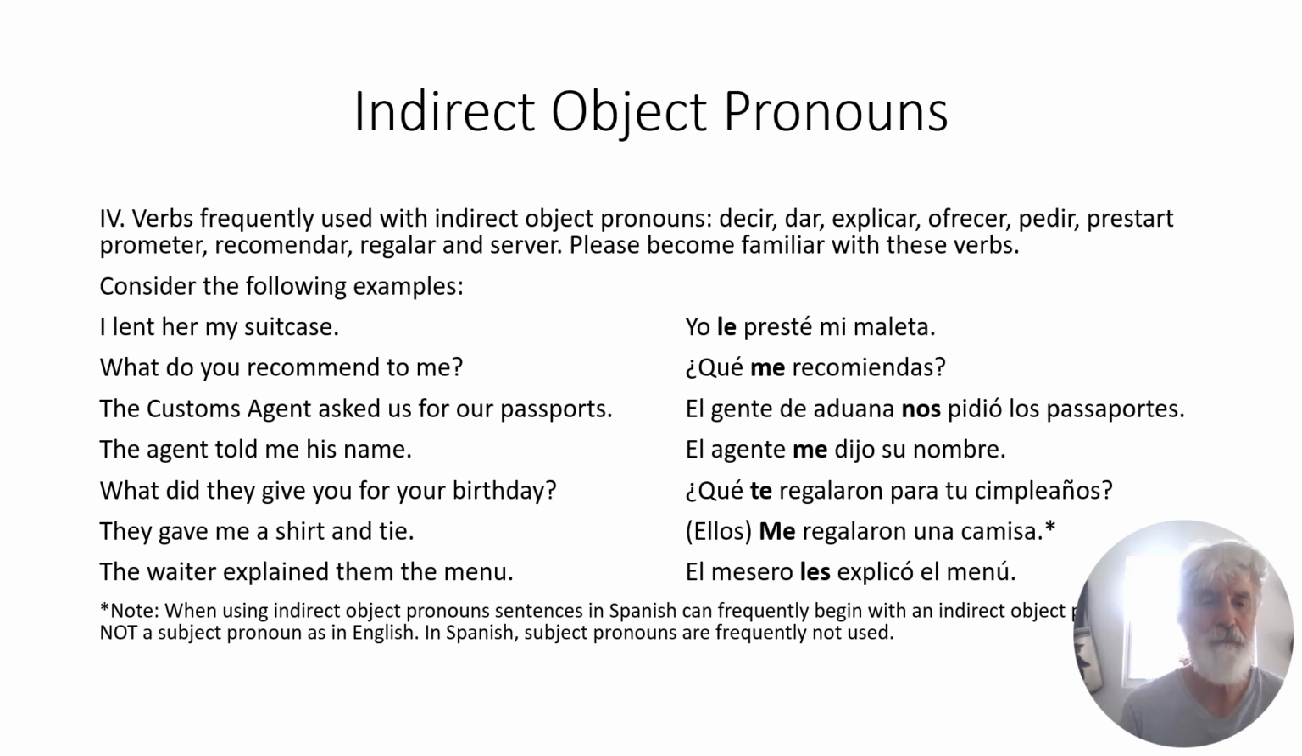Let's take a look. How would we say I lent her my suitcase? It would be yo le presté mi maleta. Okay, so le is the indirect object that means to or for her, or it could be him. In this case, it's her, and the le goes right before the conjugated verb. These are very easy to use.